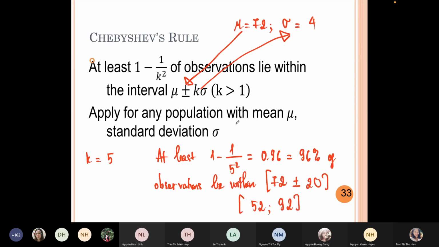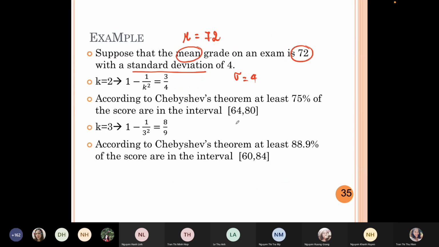Các bạn clear chưa ạ? The meaning của Chebyshev theorem, nó sẽ tính cho các bạn là có khoảng bao nhiêu phần trăm dữ liệu tập trung vào trong khoảng nào đấy, cái khoảng giá trị nào đấy. Đó.